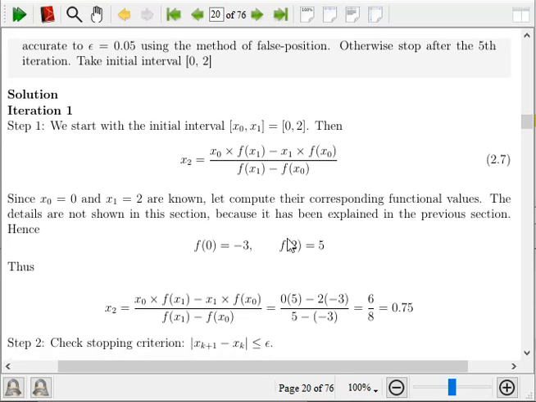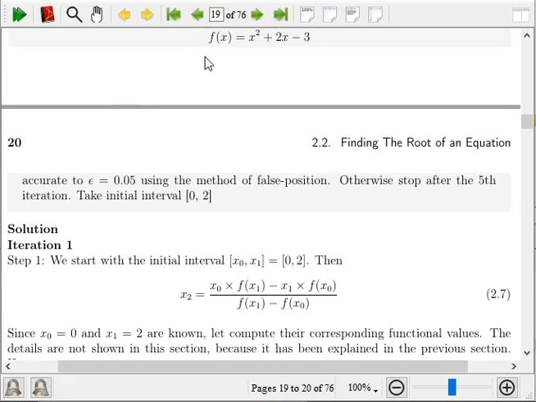So solution, iteration 1, we have to find x2 given the interval. So this is the interval, this is x0, this is x1. We have the general formula here from above. x2 is equal to that. We know x0, we know x1. We have to compute the f values, f(x1) and f(x0), given the function here.